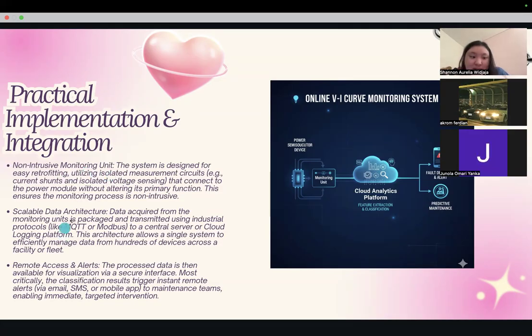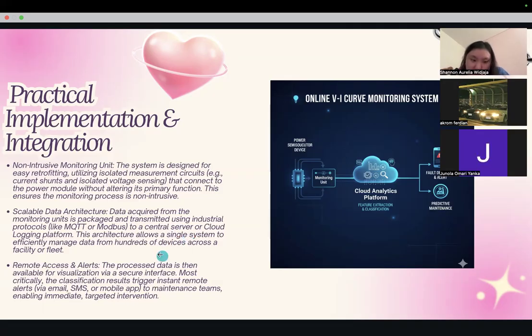The second is scalable data architecture. This is where the data acquired from the monitoring units is packaged and transmitted using industrial protocols like MQTT and Modbus to a central server or cloud logging platform. This architecture allows a single system to efficiently manage data from hundreds of devices across a facility or fleet.